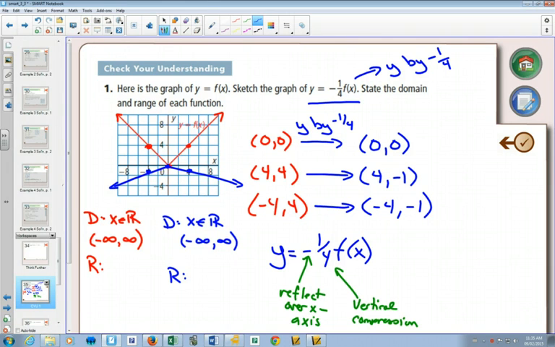For our range, we don't have every single range value. When we look at what is the smallest y value that we have, we see that the smallest y value is 0, and then it goes up forever. So in set notation, we would say that y is bigger than or equal to 0. In interval notation, 0 to infinity. And on the blue graph, now y is less than or equal to 0, or it goes from negative infinity up to 0.